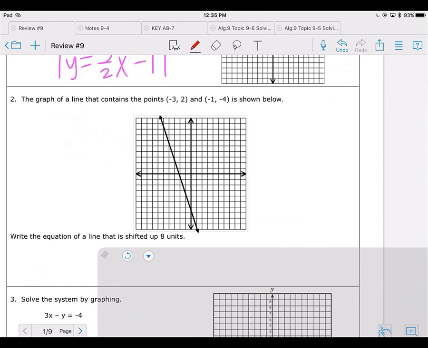Problem 2 tells us that the graph of the line below contains these 2 points. Write the equation of the line that is shifted up 8 units. So because I have 2 points, I can use stat edit and use (-3, 2) and (-1, -4) to find my original line.